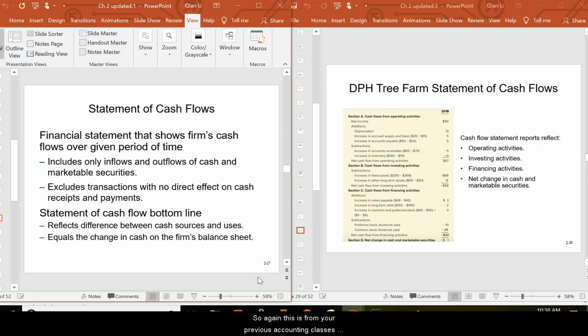Again, this is from your previous accounting classes about the details of constructing the statement of cash flows. We're not really interested in all these details of constructing the financial statement. Instead, we just try to take a look at the statement and see how we can interpret the numbers. So in the statement of cash flows, the bottom line here is the net change in cash and marketable securities.